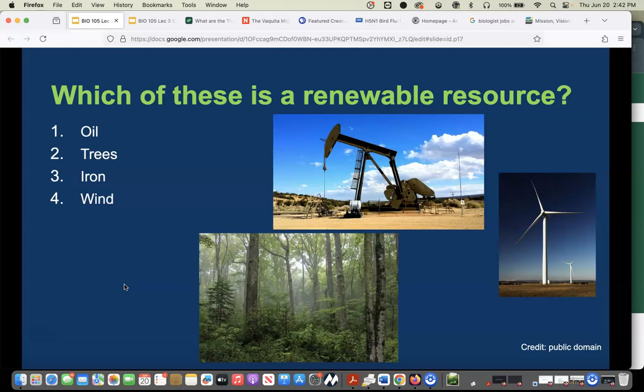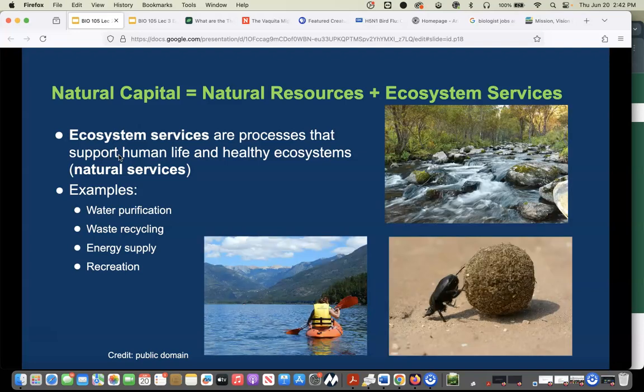So at this point in time, wind and solar energy are perpetual resources. We will always, on the human time scale, have these resources available to us. So wind is actually considered to be a perpetual resource. So again, trees are the only example here that meets the definition of a renewable resource.